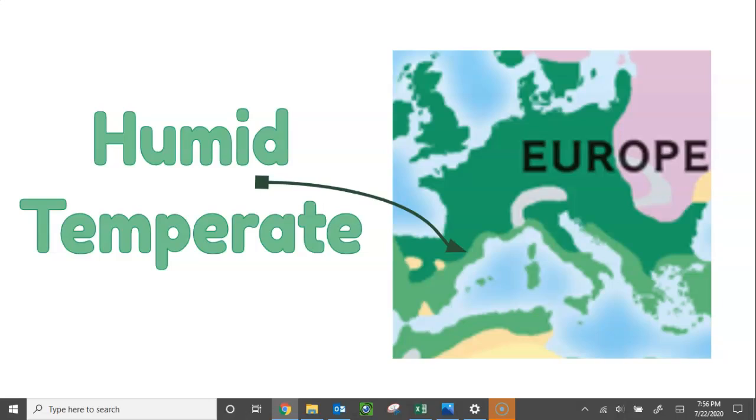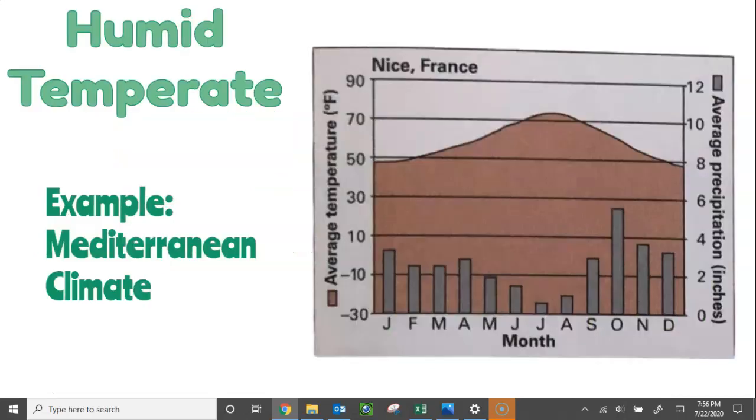So the next one we've got is humid temperate. Humid temperate climates have cool winters, warm summers, and lots of rain. Plant life includes mixed forests, evergreens, and leafy trees. You might hear the terms coniferous forest or deciduous forest thrown around, boreal forest. Those are all going to be included in this. So one example of a humid temperate climate is a Mediterranean climate. A Mediterranean climate is warm all year, but it has dry summers and short rainy winters.